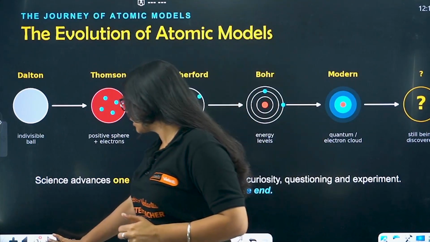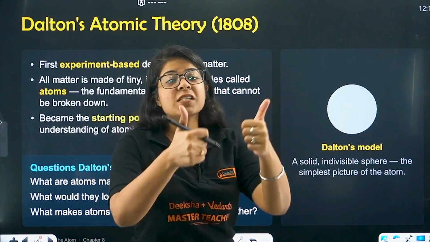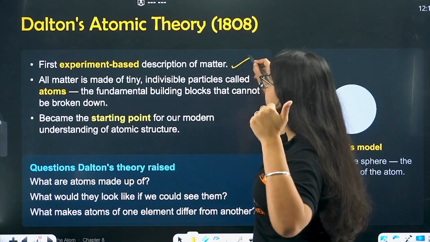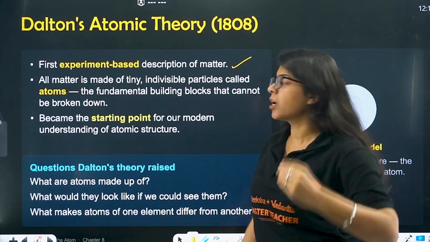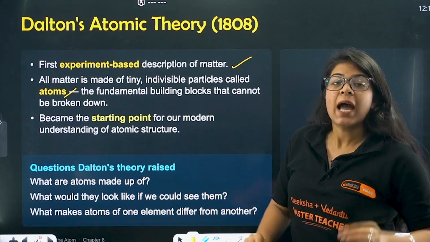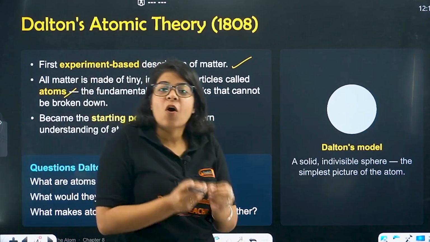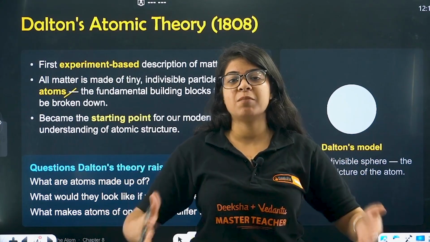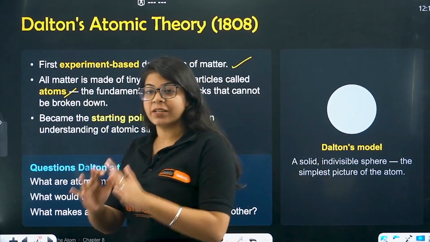Now during this theory, Dalton G said that it's the first experimental description. It is an experimental based description of matter, that all matter is made of tiny particles called atoms, the fundamental building block that cannot be broken down. And this theory of Dalton G became the starting point of all the upcoming theories, all the upcoming experiments done on the atom and the atomic structure that we study today.